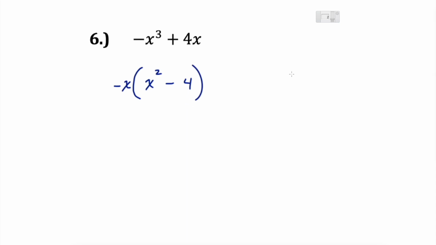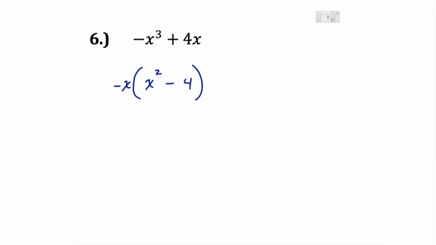I mean, we can check that real quick. A negative x times x squared is negative x cubed. A negative x times a negative 4, so a negative and a negative here, gives me a positive 4x. Okay, so that's going to work.